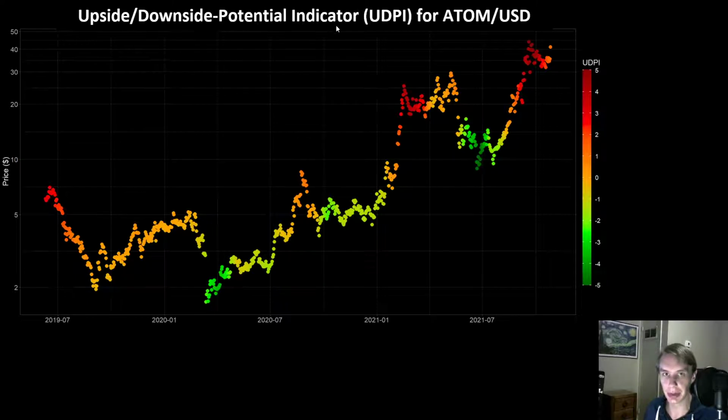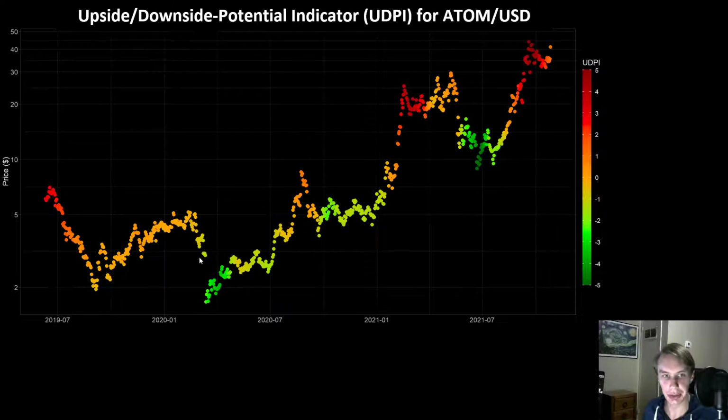The way this model works is it ranges from 5 to -5. A score of 5 or closer to 5 means high risk. It means that the downside potential is far greater than the upside potential at that moment. A score of -5 would be a low risk score. That would be when the upside potential is far outweighing the downside potential for that asset at that point in time.